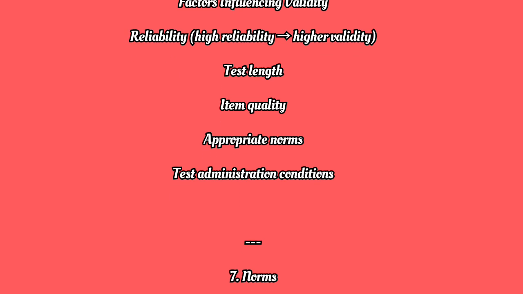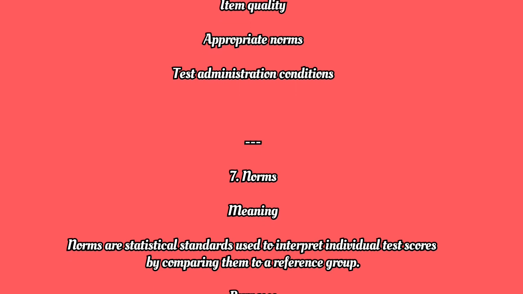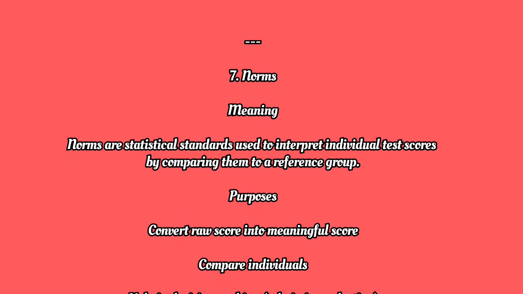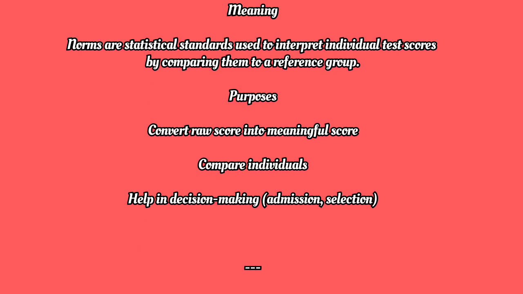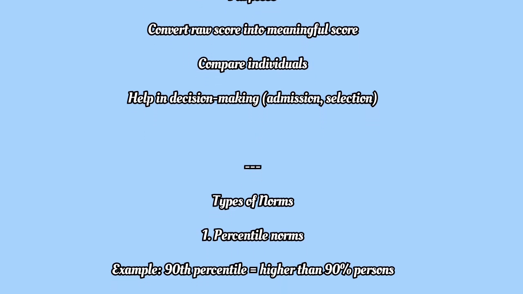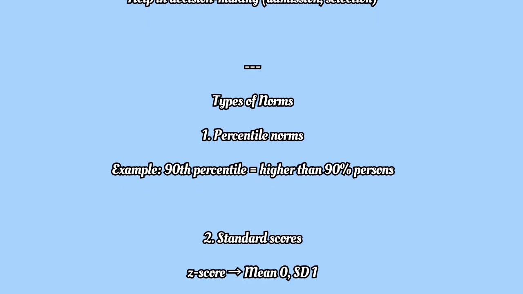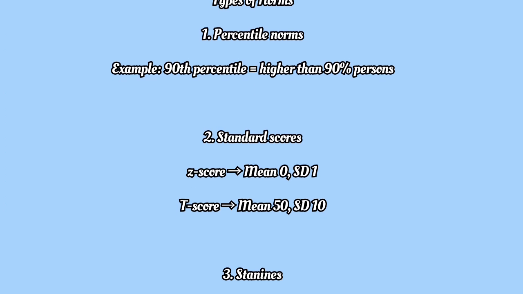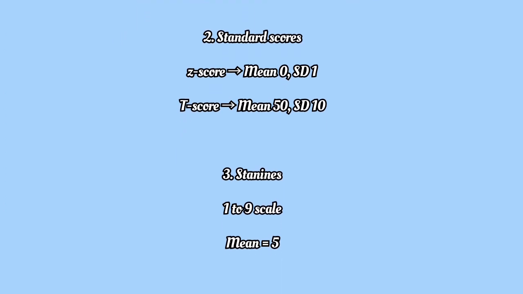Seventh one is norms. The meaning: norms are statistical standards used to interpret individual test scores by comparing them to a reference group. Purposes: convert raw scores into meaningful scores, compare individuals, and help in decision making like admission and selection. Types of norms. First, percentile norms. For example, 90th percentile means higher than 90 percent. Second, standard scores: Z score has mean 0, SD 1; T score has mean 50, standard deviation 10; stanine is a 1 to 9 scale with mean 5.